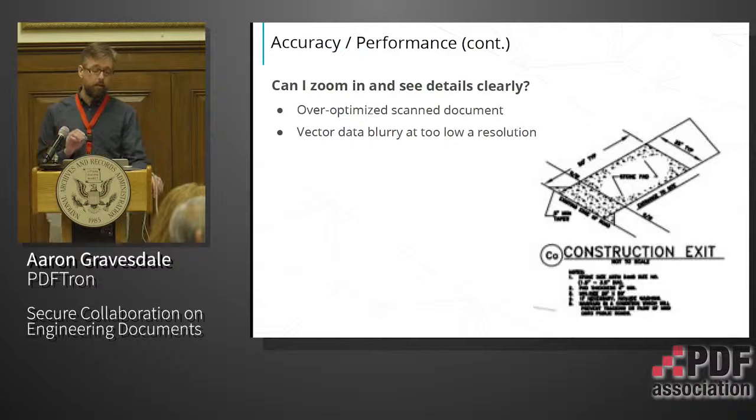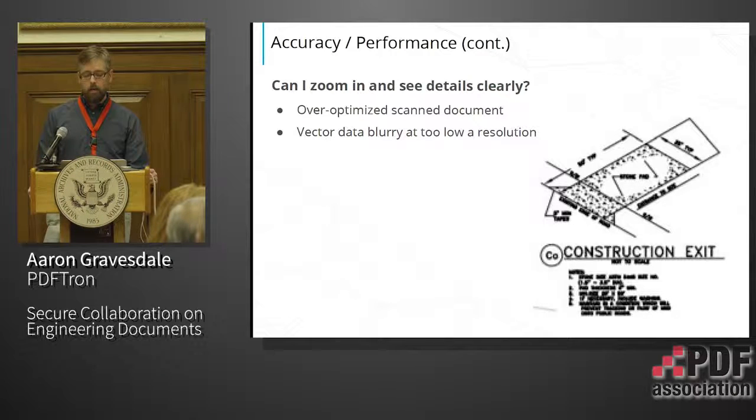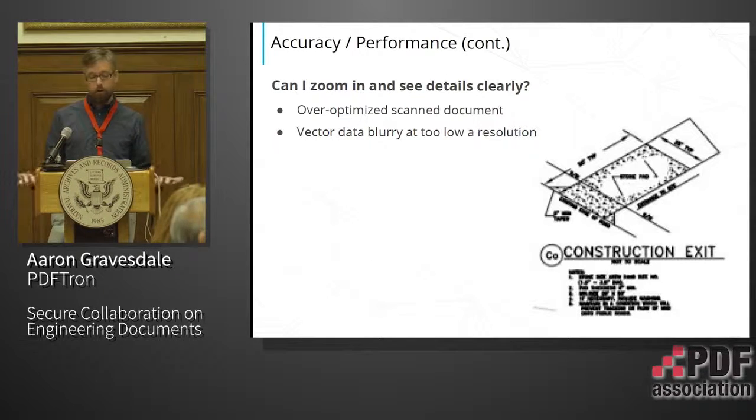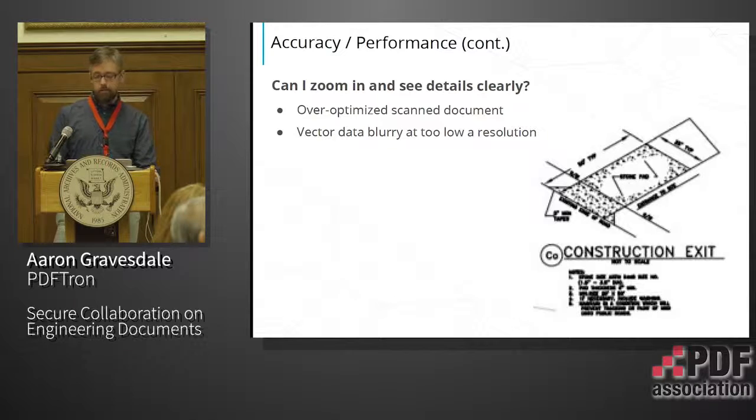A special case of this is: can I zoom in and see all the details of an engineering document correctly? Here we have a document that was rasterized at what would be a normal resolution for an ordinary document, like an office document. But at that same resolution, if I zoom in, I can't read these measurements at all. It's very difficult to tell what actually should be constructed here. And the list of instructions afterwards is just a blur of black text.